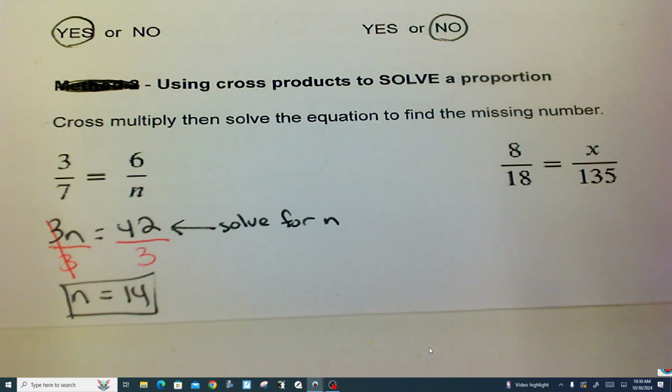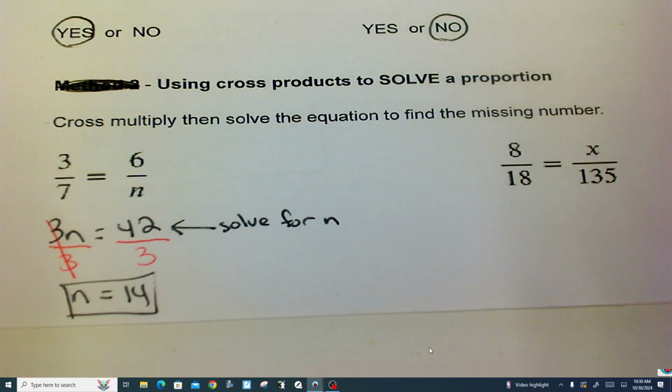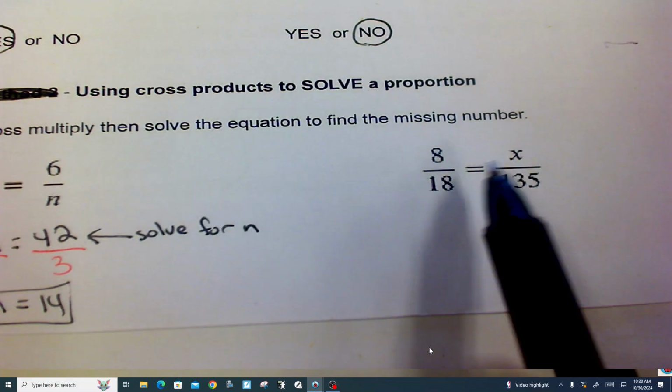But sometimes you're going to get a really nasty decimal or fraction. And what I just taught you with this cross multiplication method, it works for all of them. Okay, so let's come over here and use our skills for this one.